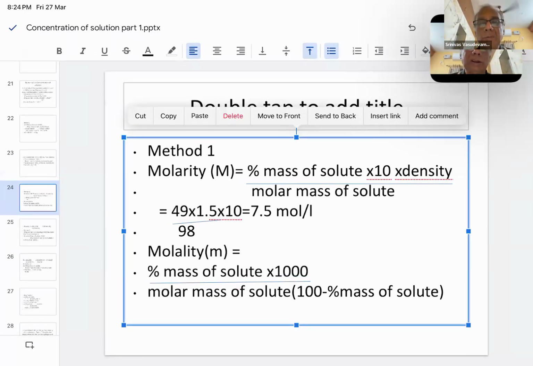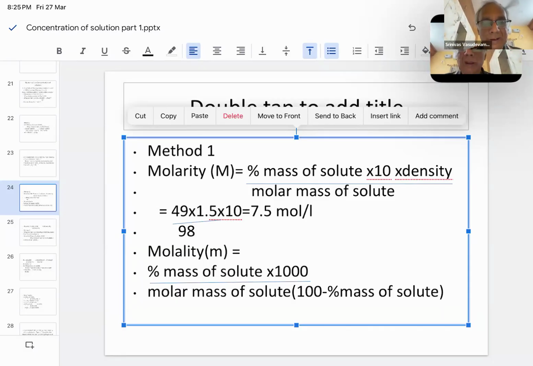Molarity equal to percentage mass by molecular mass into density. That is the molarity here. So percentage mass is 49, molecular mass is 98. So 49 by 98 into 1.5 into 10, which is equal to 7.5 mole per liter or mole per decimeter cube. So simple use of formula. Percentage mass is known to me, molecular mass is known to me, density is known to me. So I'm substituting it as percentage mass 49, molecular mass 98 into 1.5 is the density into 10 here. That gives you 7.5 mole per liter.